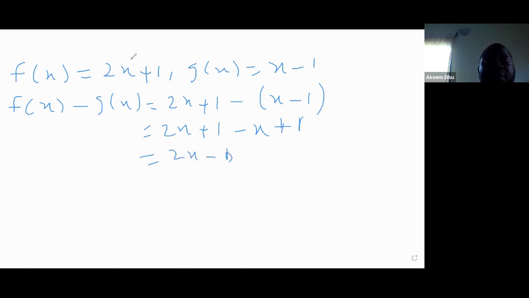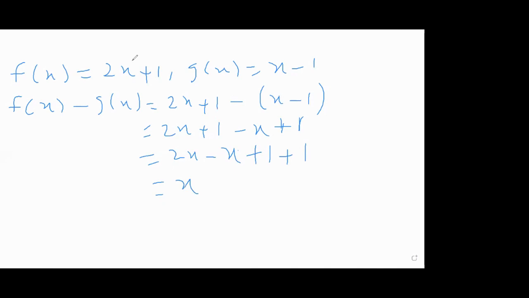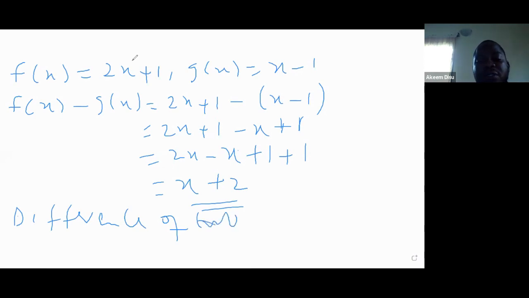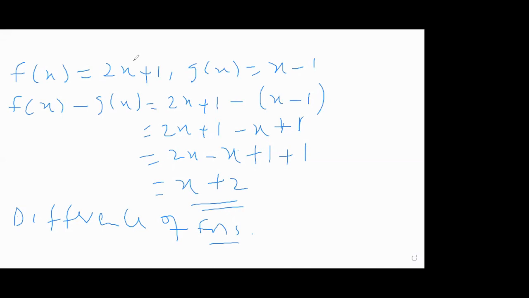2x minus x is x, and 1 plus 1 is 2. This gives us another function, x + 2. The difference of functions gives us a new function. We call this the difference of functions.